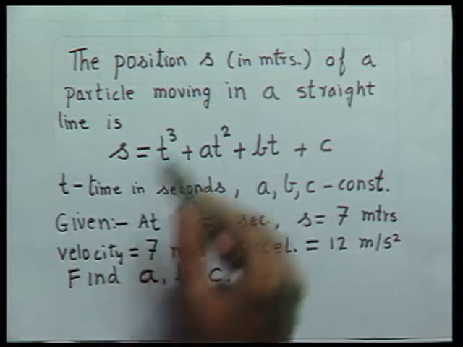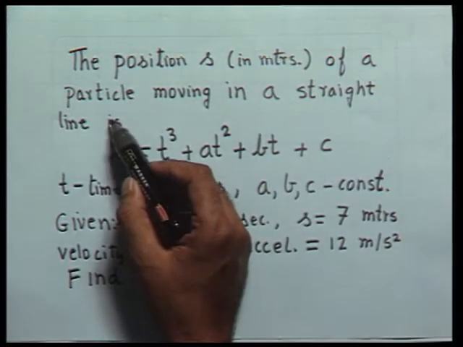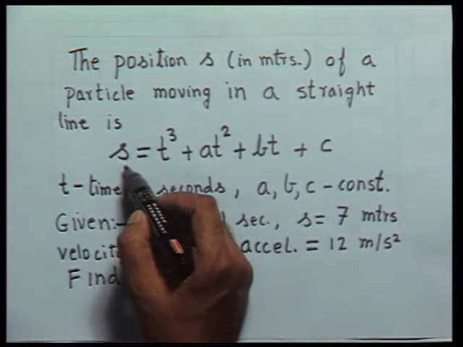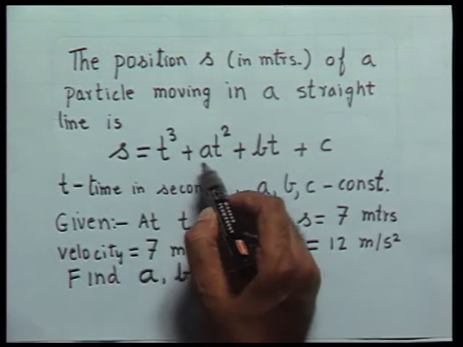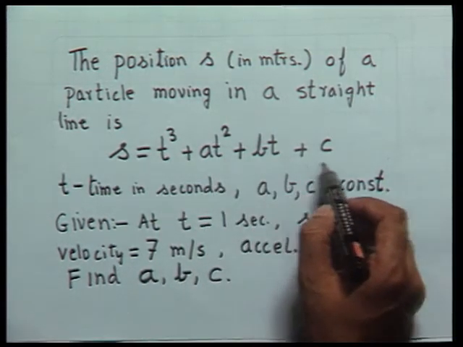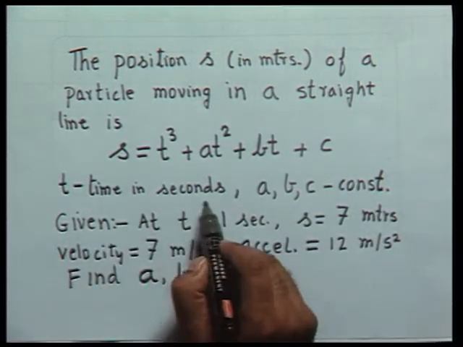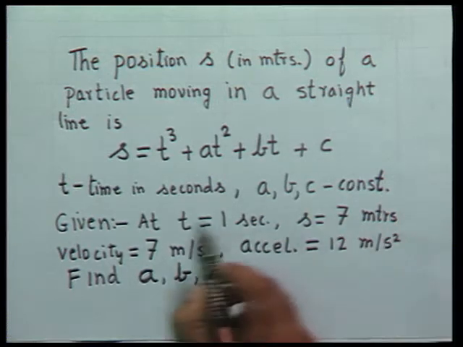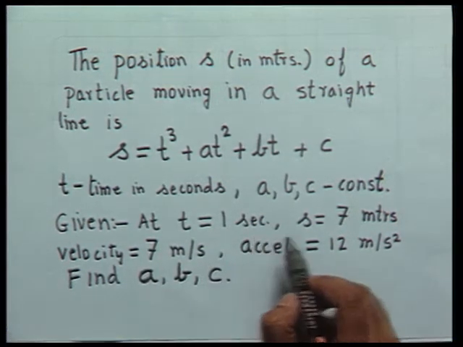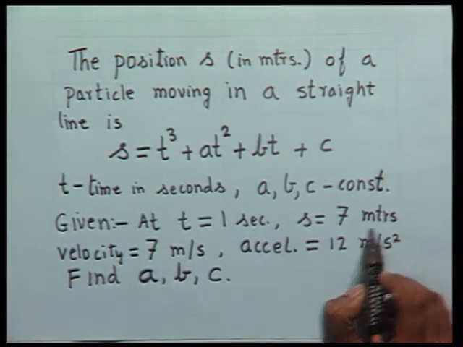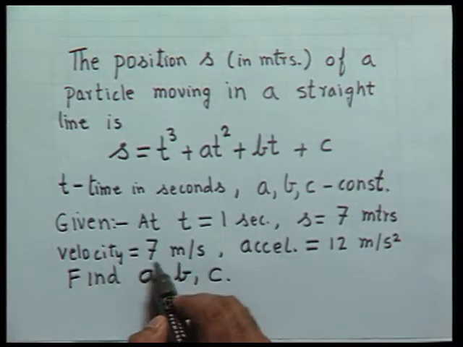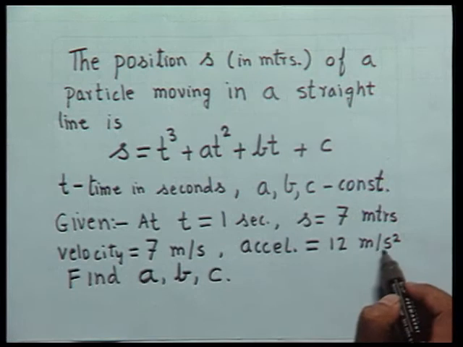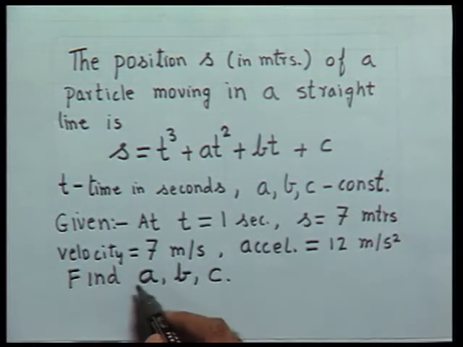The position s in meters of a particle moving in a straight line is given by this equation: s at any instant of time t is t cubed plus at squared plus bt plus c, where t is the time in seconds, and a, b, c are constants. If you are given that at time t equal to 1 second, the distance travelled is 7 meters, the velocity at that instant of time is 7 meters per second, the acceleration at that instant of time is 12 meters per second squared. Find the constants a, b, c.